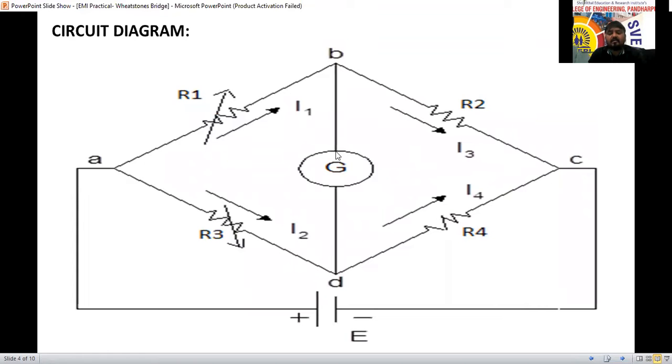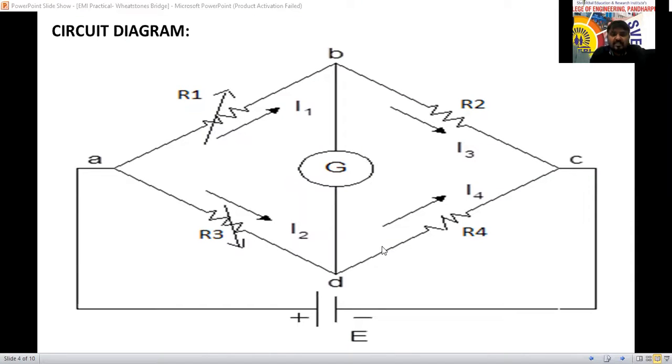This is the circuit diagram. See here, the resistances R1, R2, R3 and R4. The 4 resistances are connected in the form of a bridge circuit. I think you have studied the galvanometer circuit in your physics subject. So 4 resistances are connected in the form of a bridge, and between two of the terminals, a galvanometer is connected, which is a very sensitive element. We also call it the sensitive detector.